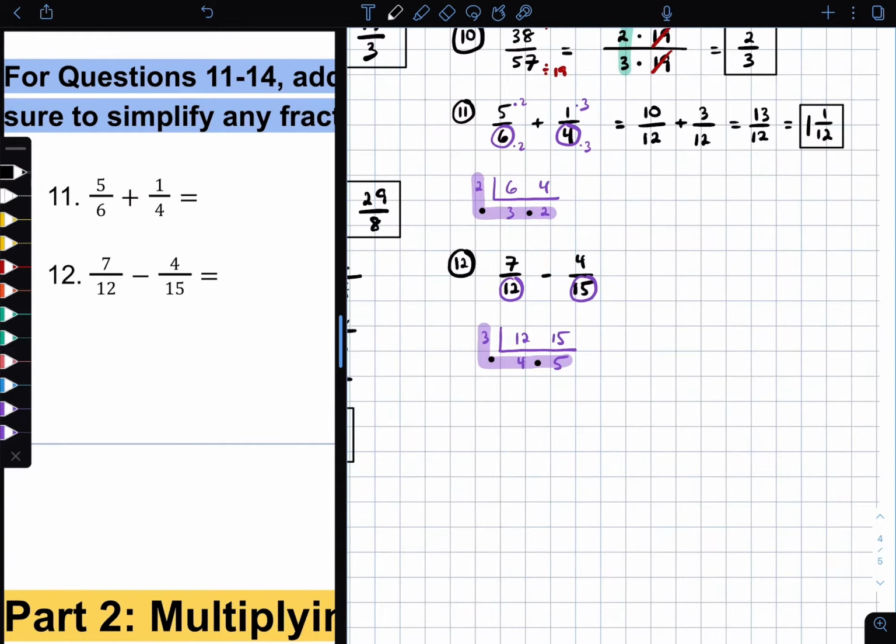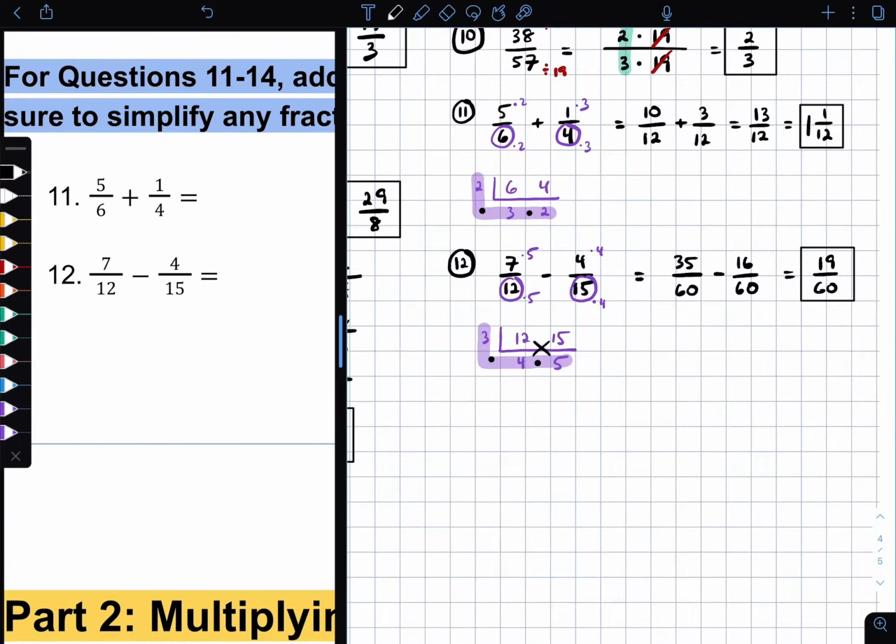If you want to use these diagonals to help, 12 times 5 is going to be that 60. Do the same thing on top. And then 15 times the 4 will get you the 60 on bottom. So for this new fraction, 7 times 5 is 35. 12 times 5 is 60. And then 4 times 4 is 16. And then 15 times 5 is 60. So here we have 35 minus 16, and that will be 19. So our final fraction here will be 19 over 60.